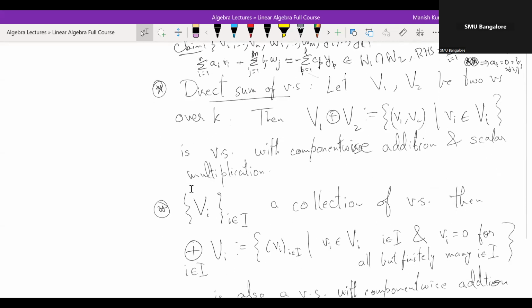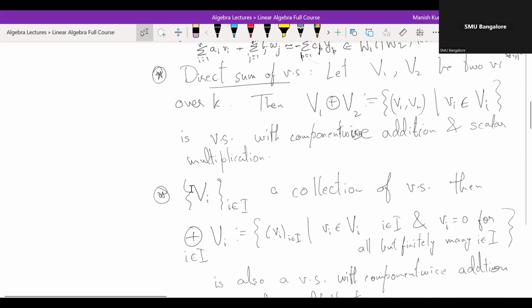So for instance, if Vi is a collection of vector spaces indexed by a set I, possibly infinite, then to define this direct sum, what you have to do is take an I-tuple of elements (vi), where little vi is in capital Vi for each i.